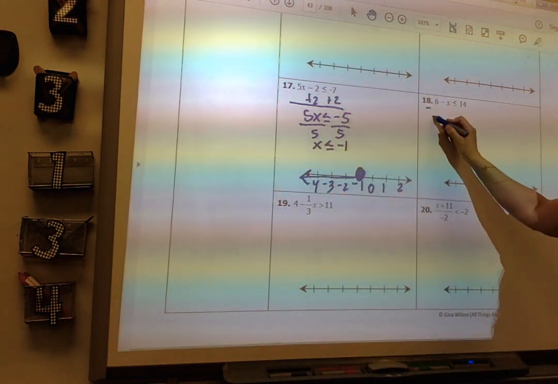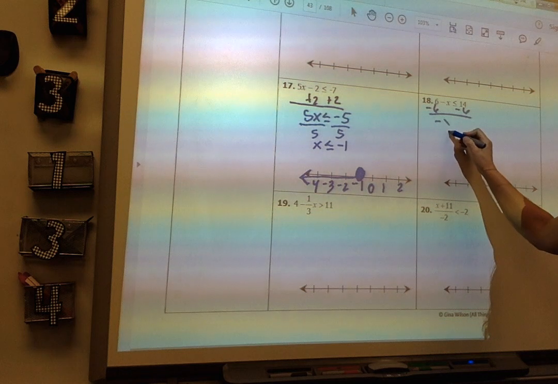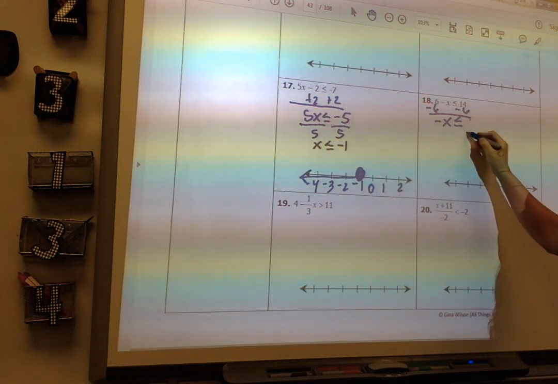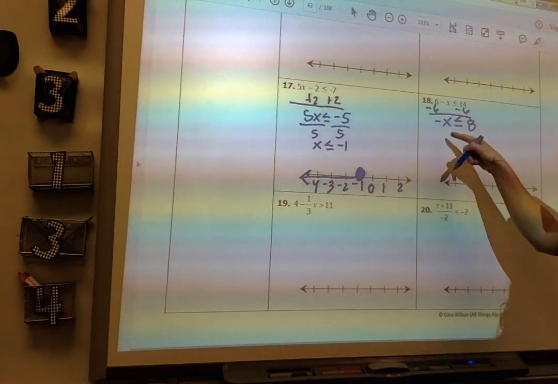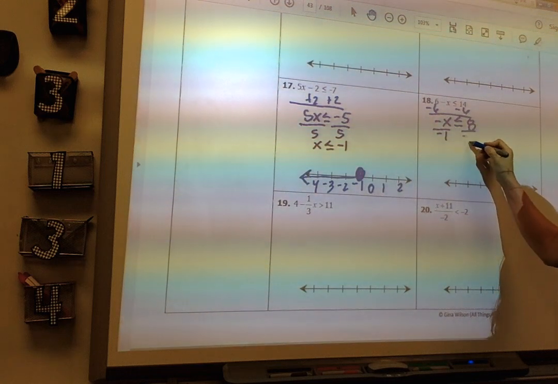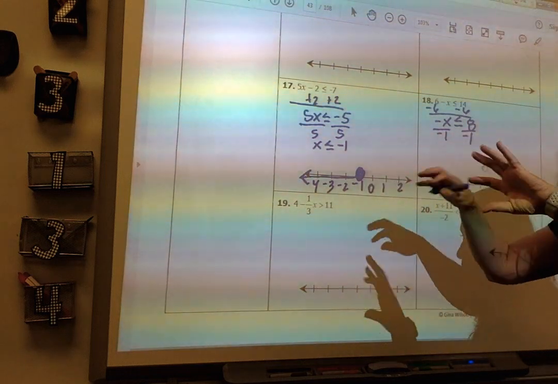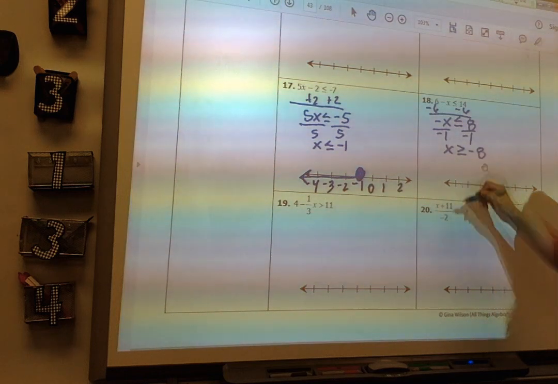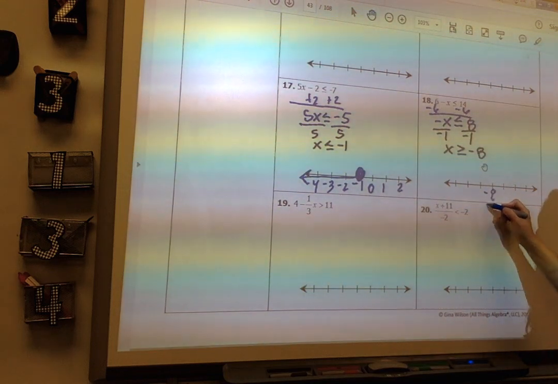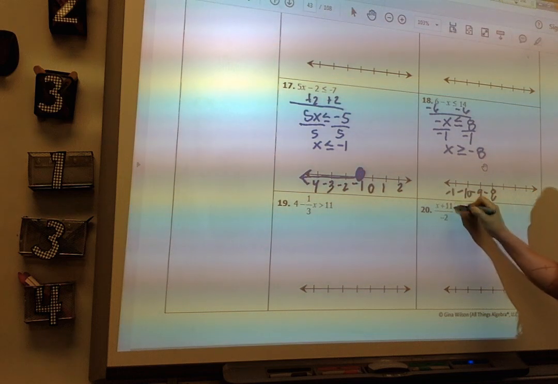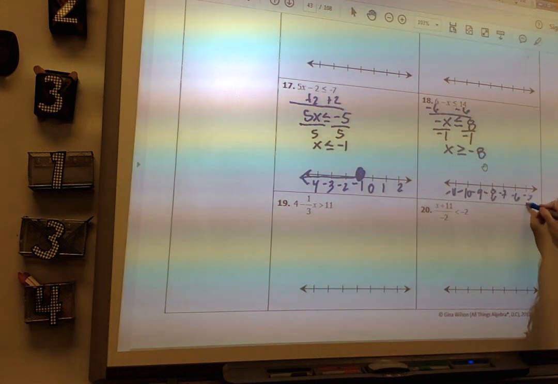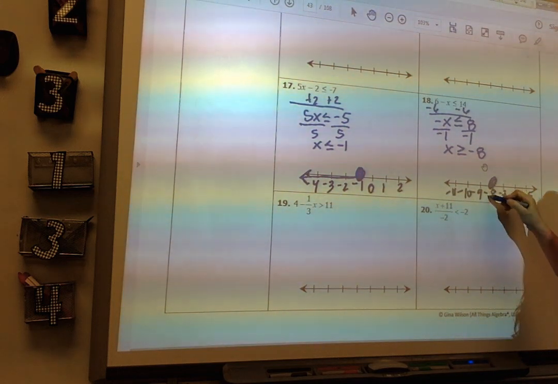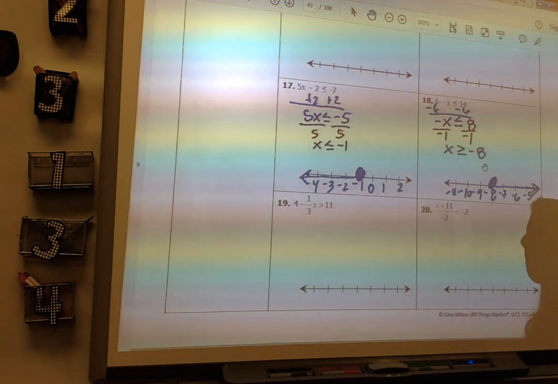Number 18, I'm going to subtract 6 on both sides. I get negative x is less than or equal to 8. Now I'm going to divide both sides by a negative 1. Light bulbs going off. Divide both sides by negative 1, so x is greater than or equal to negative 8. So negative 8 is my target number. I'm filling out my number line. Closed circle on negative 8, shade to the right.